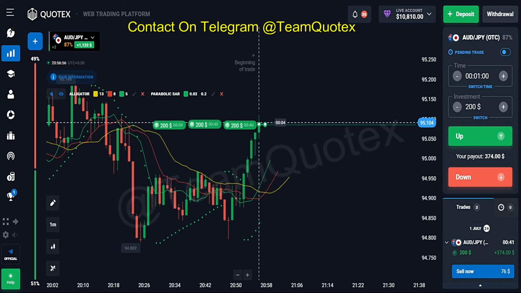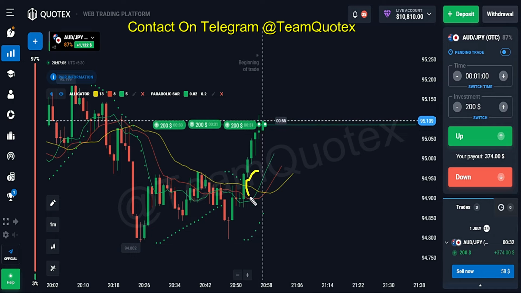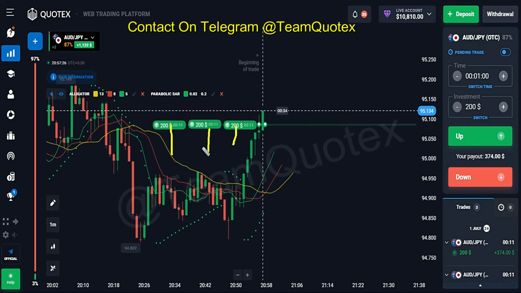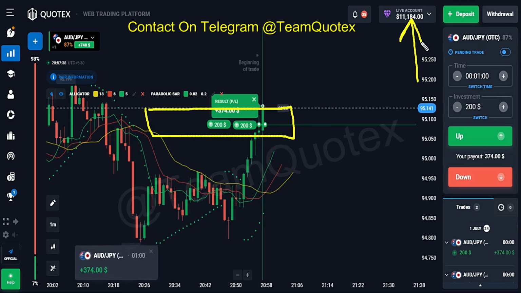Okay, and now guys, you can see this is your parabolic supporting from down direction to up direction. First confirmation, alligator crossed each other as I taught you, and this is your second confirmation. And price is also supporting, guys. All right, so everything is going good as I taught you, as per our analysis. That's why I took another trade in up direction with an investment of 1 2 3, that means $600. And hopefully, guys, we are going to win our last trade of this video as well. And you can see we made a huge profit and good profit in this trading session.